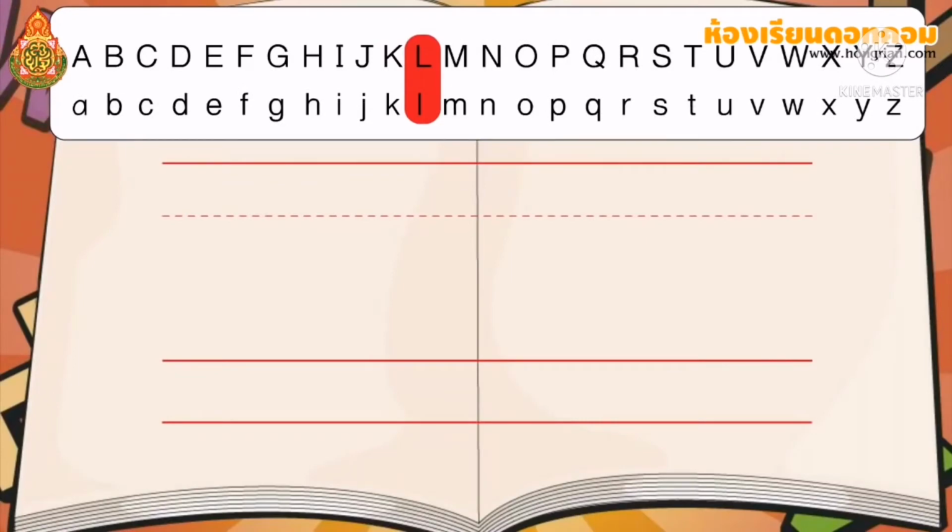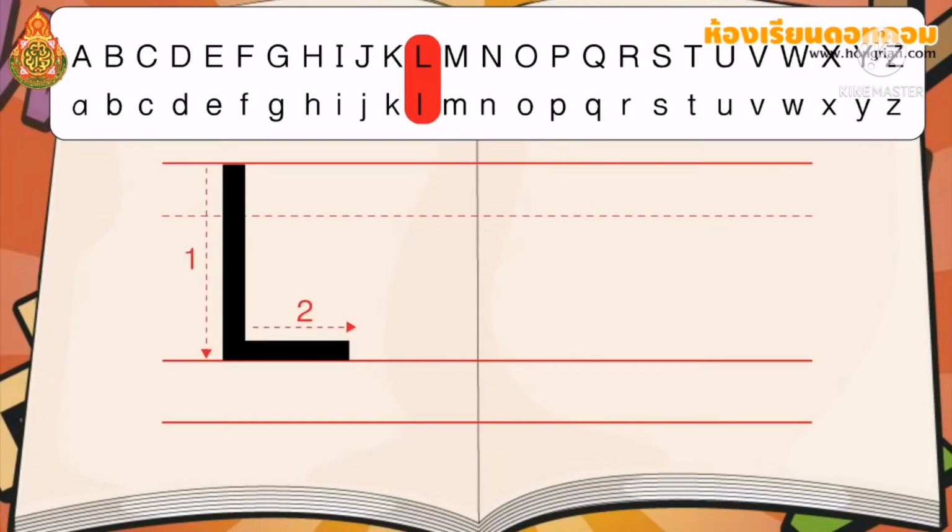Next, capital letter L. Start with 1 and 2. And small letter L. Start with 1.